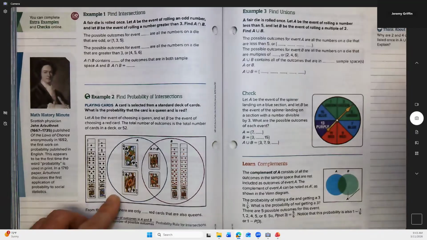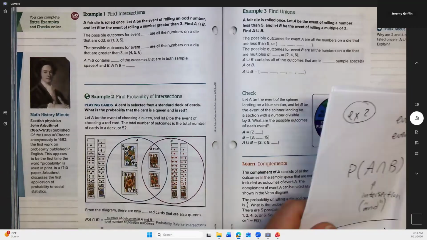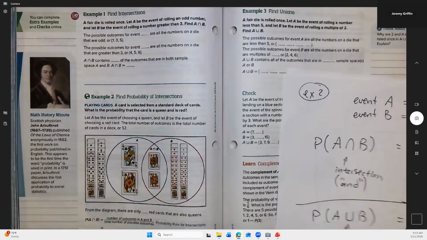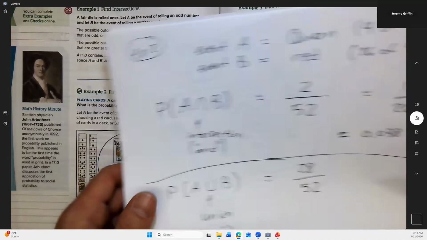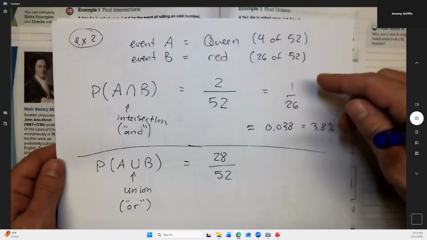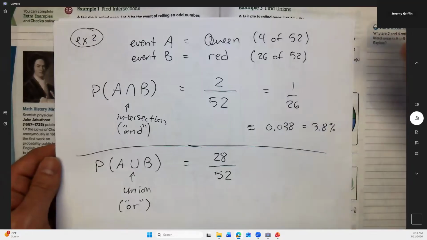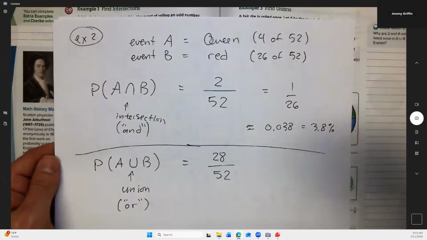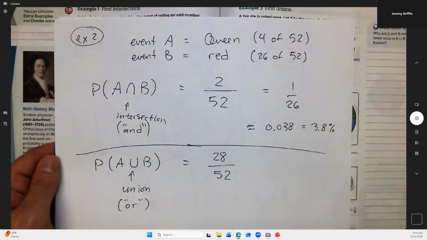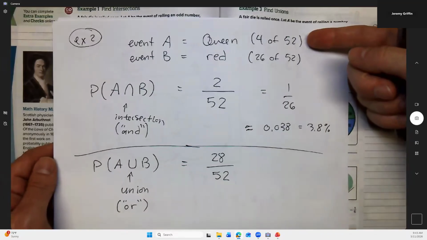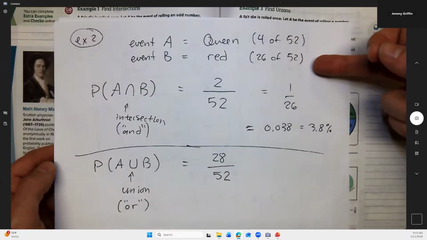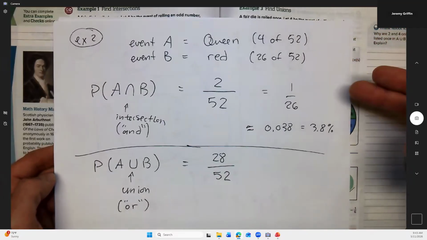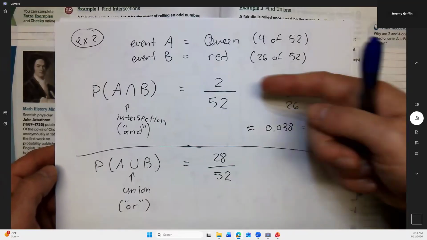Cards are good examples too. How many cards are there in a standard deck? Yeah, 52. It said something about a red queen. What's the probability of drawing a red queen? Well, there are 2 cards that are red queens, the diamonds and the hearts. Event A could be a queen, and there are 4 of those. Event B could be red, and half the cards are red, 26 out of 52. So 2 of the cards are red queens, so 2 out of 52.